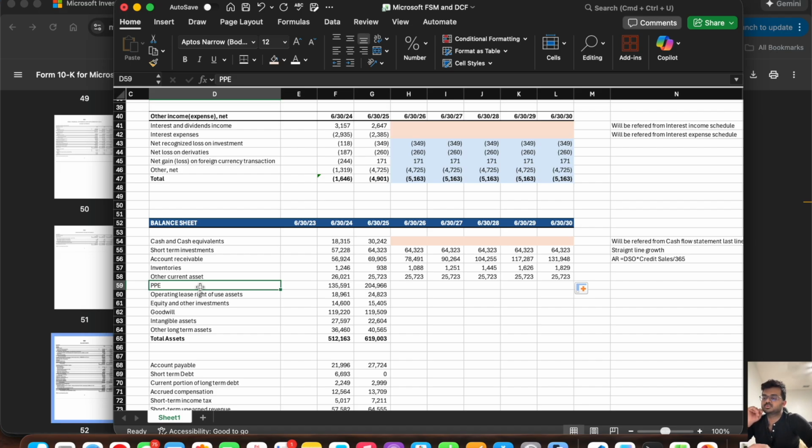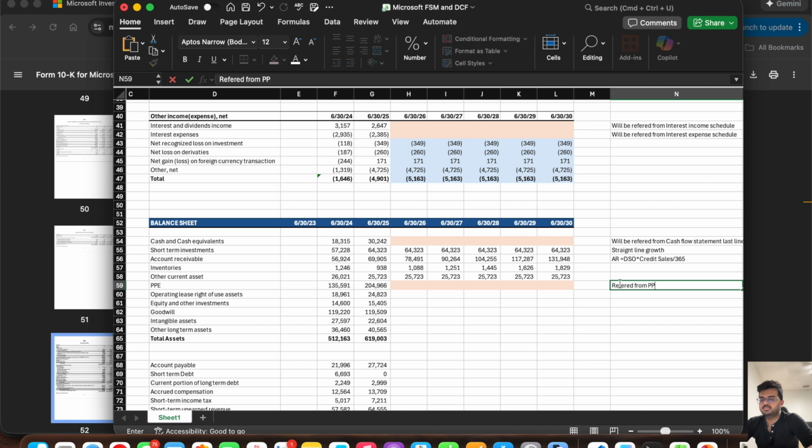So to understand what the total PPE is by the end of this year, we need to first calculate how much the company is spending on capital expenditure. Capital expenditure, which is nothing but the purchase of property, plant and equipment, we will do only in the cash flow statement. So for now, I'm not going to touch this. I'm just going to color code it and mention it is referred from the PPE schedule, which we will develop later. I'll take a note here, and this is grown with revenue growth, and this is straight line growth.